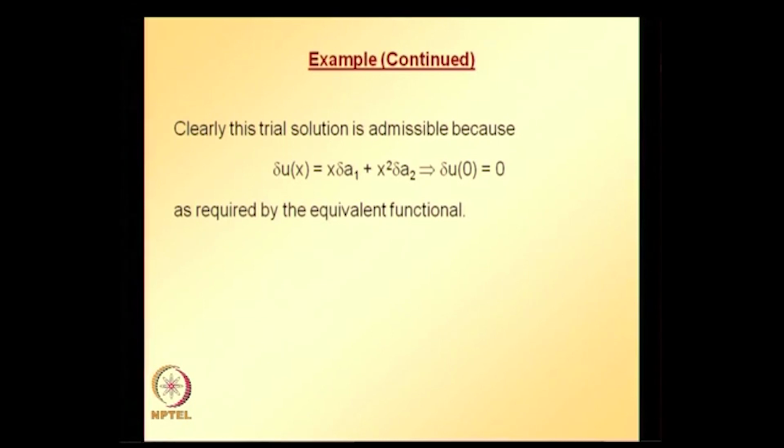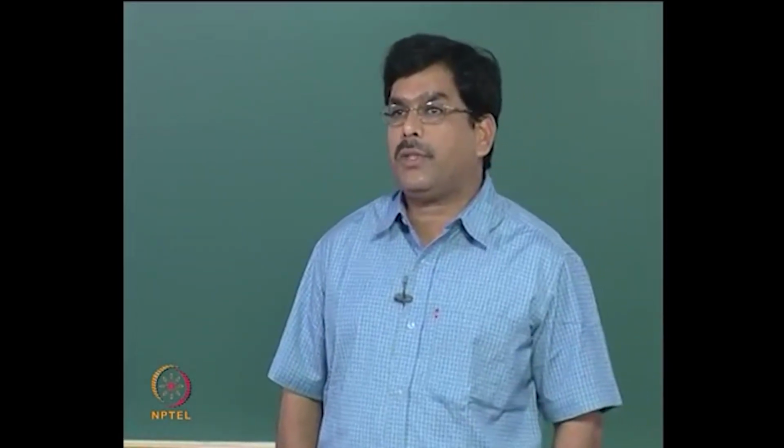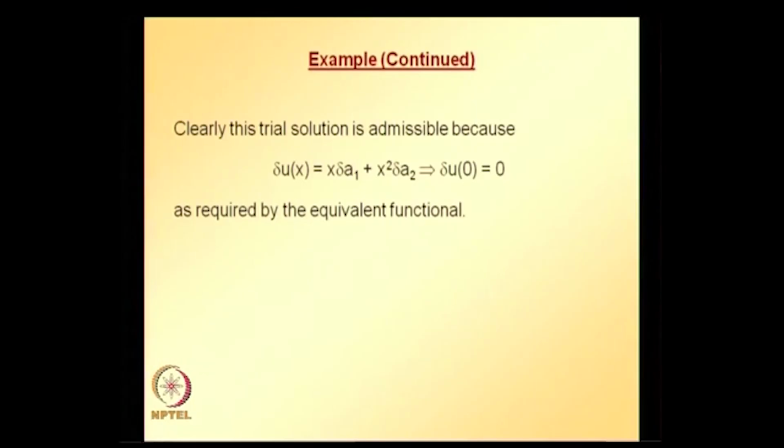And before we proceed further, we can check whether this admissible trial solution indeed satisfies the condition that the variation of u evaluated at x equal to 0 is 0 or not, because that is the condition that we used to eliminate one of the boundary terms. So if you check the given admissible trial solution, take its variation and then substitute x equal to 0, it clearly satisfies the condition. Okay, and this is what is required for getting the equivalent functional.